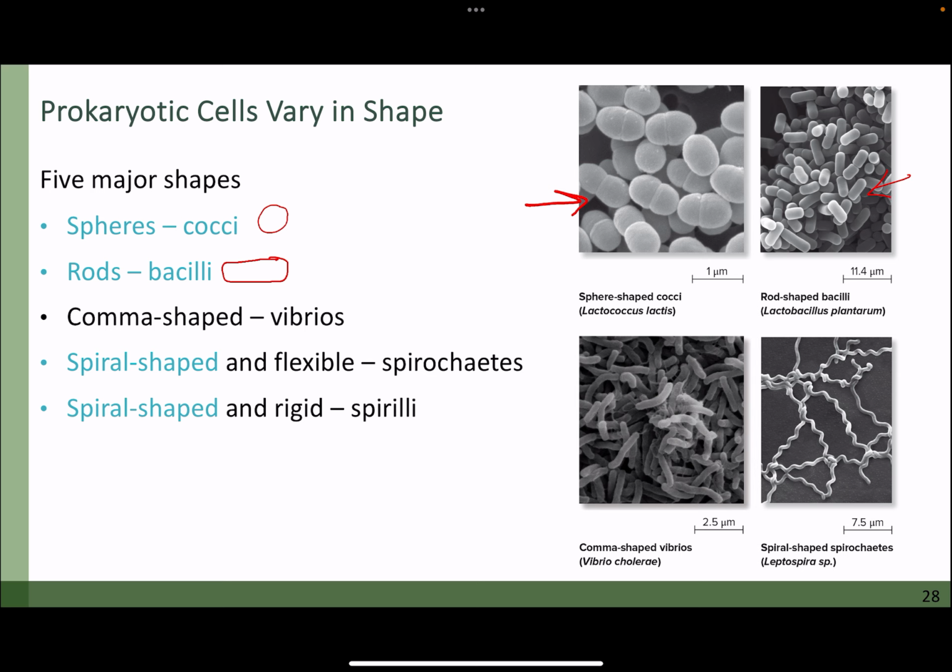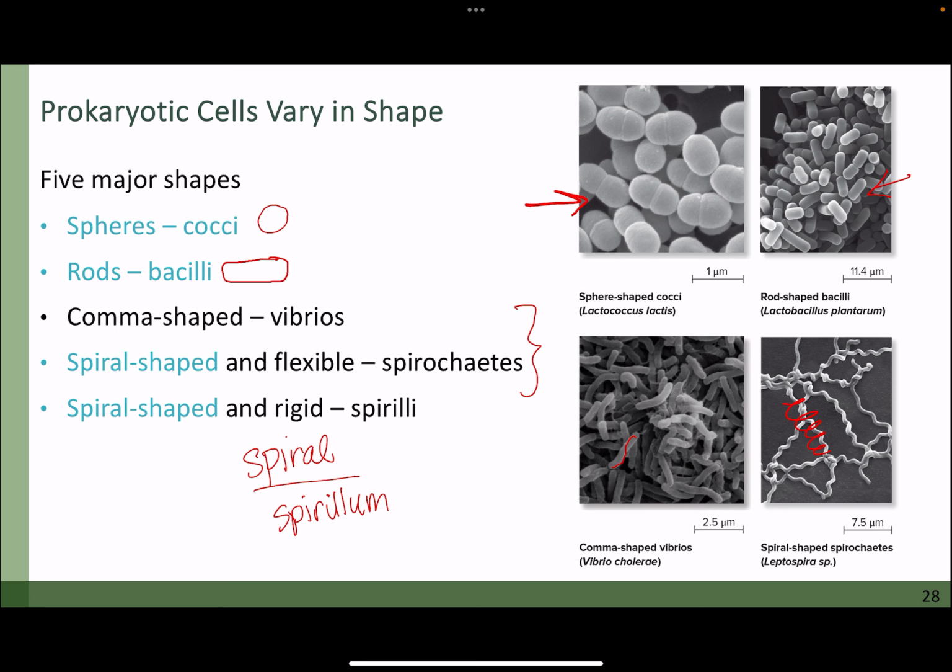The next general structure is a spiral structure. So these are usually called spirilla, or spirillum for the singular. And you can see here we've got these ones that are just very vaguely spiraled, and we've got these ones that are very, very twisted and spiral. So some of them are rigid, some of them are flexible. In general, we're just going to distinguish them as spheres, rods, and spirals. Those are the 3 shapes that you'll need to be able to identify in your lab.